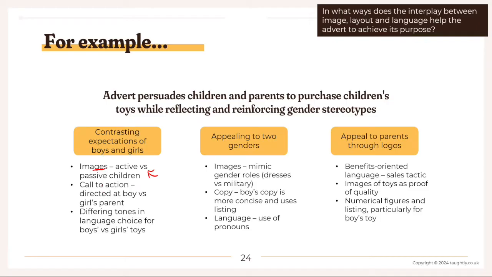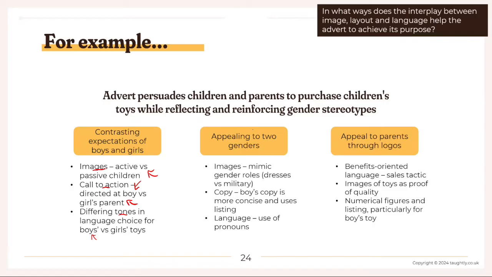We're also going to analyse an element of print ads, which is call to action. The call to action in the boys advert is aimed directly at the boy. Remember, it says, rush the toy to me. Whereas the advert for the girl's toy is aimed at her parent. There's nothing directed at the girl herself. And also in terms of tone, there are different tones in terms of the language choices for boys versus girls. The boys is a lot more factual and unemotional, whereas the girls is like, oh, make your little princess happy. A lot more whimsical and magical, I suppose.